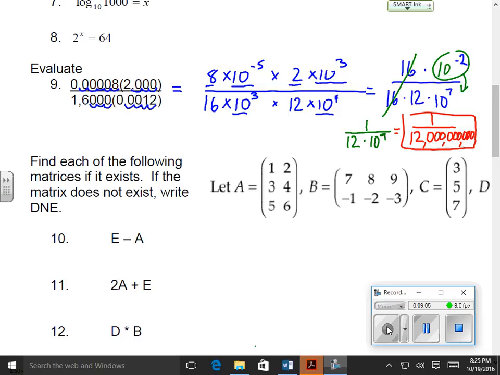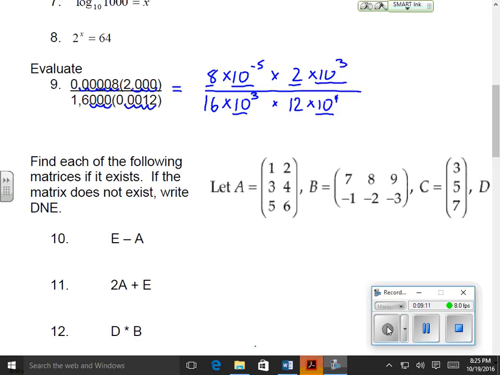Let's take that back one step. I noticed an error. Always check your work. You noticed something I missed: this was supposed to be 12 times 10 to the negative 4th power. So let's see what happens now. See how important those negative signs are.